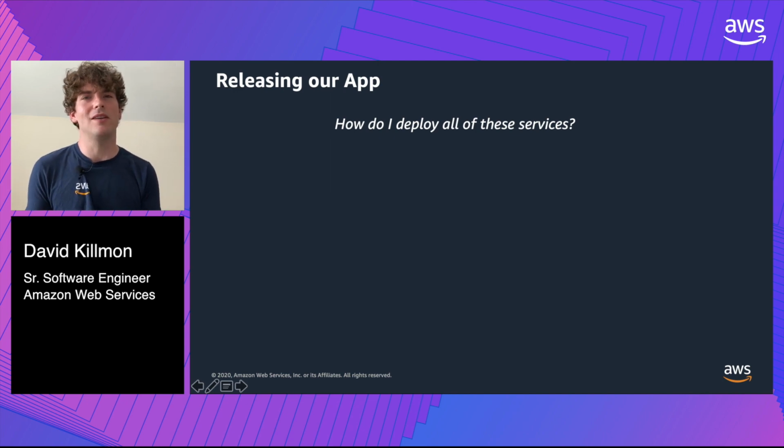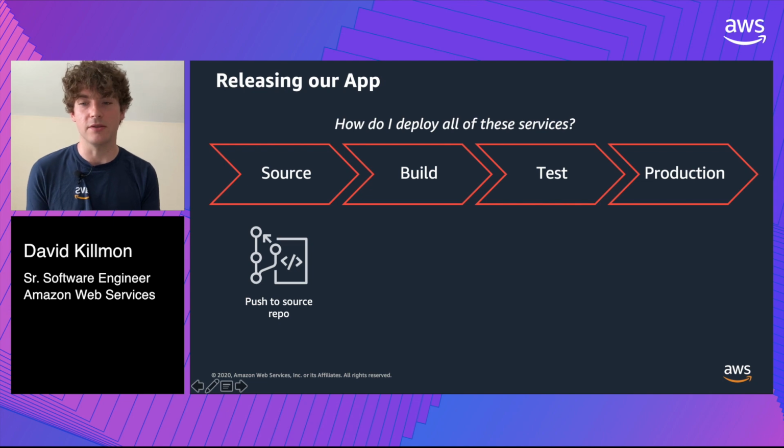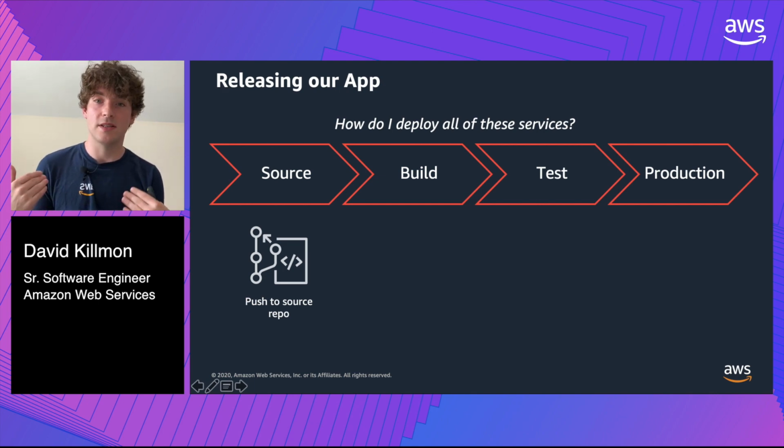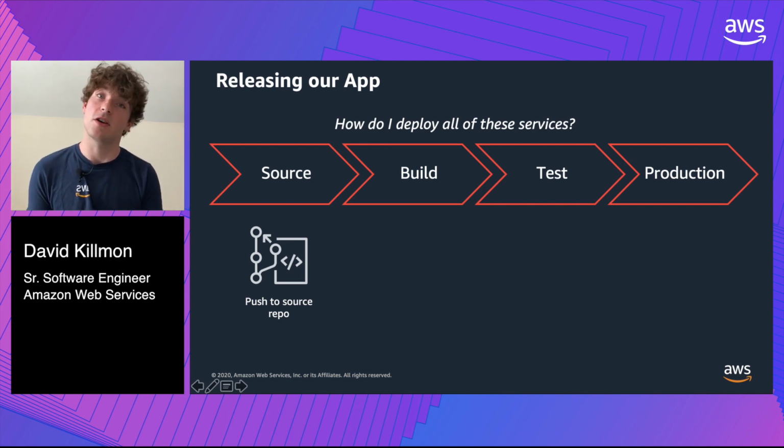So let's talk about what an ideal deployment workflow might look like. We'll have a pipeline: a source, build, test, and production pipeline. And what we really want is, rather than running Copilot deploy to deploy all of our code to one of our services, we just want to push our code to our GitHub repo or our source repository. Then our coworkers or teammates can review it, give feedback, and once they approve that change, it can automatically be merged in. And when that change is merged into the repository, we want it to trigger a build.